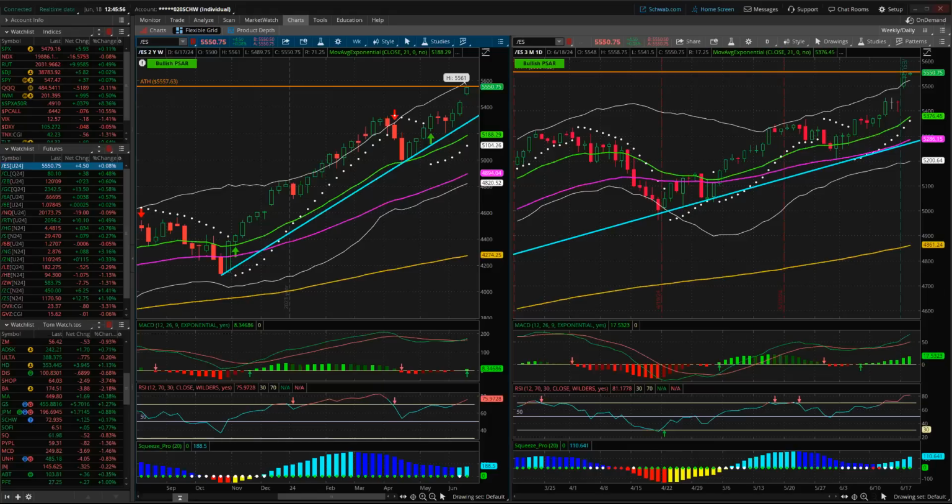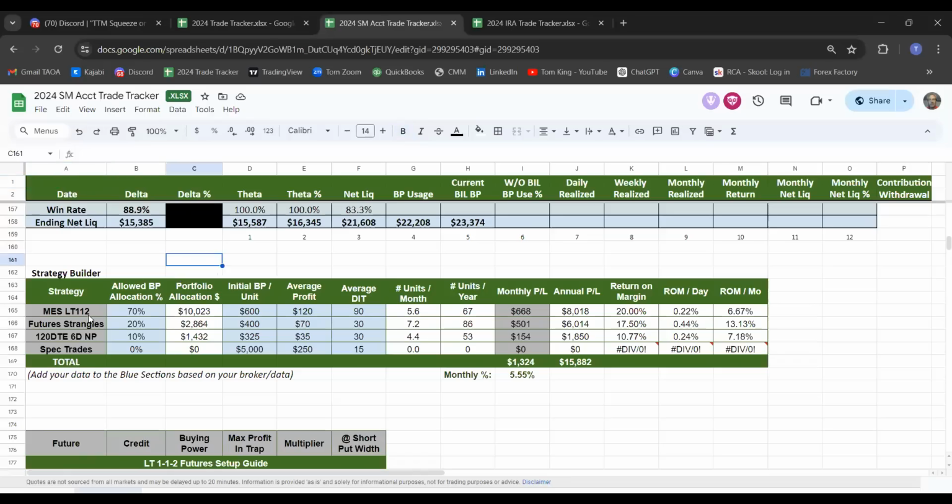And let me reshare. Somebody asked a question about the small account. I don't remember what the question was, but why are you doing more strangles or something in my small account? I've got to scroll up here and see what the question was. Why strangles instead of 1-1-2 if 1-1-2 are less risky?